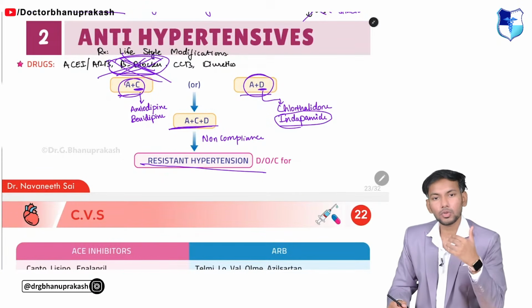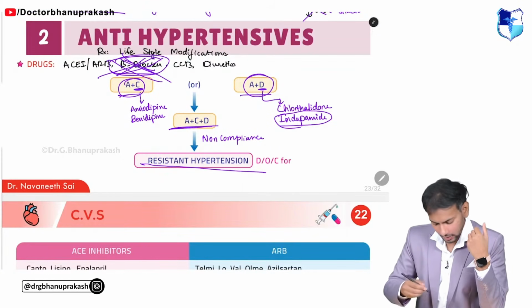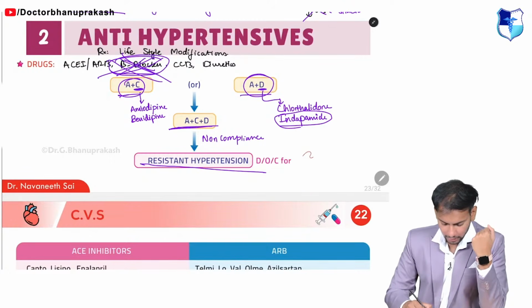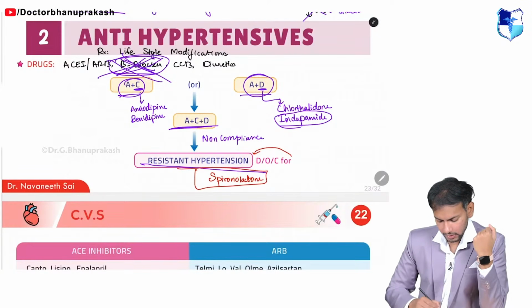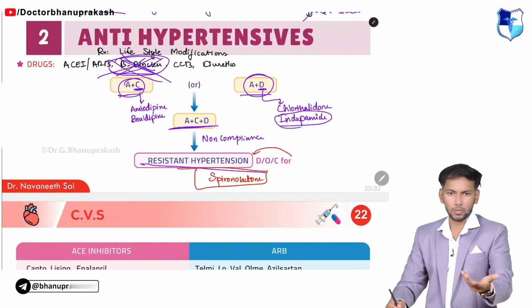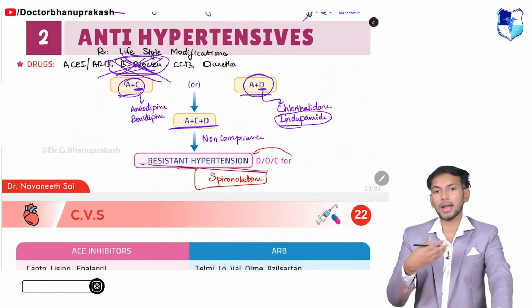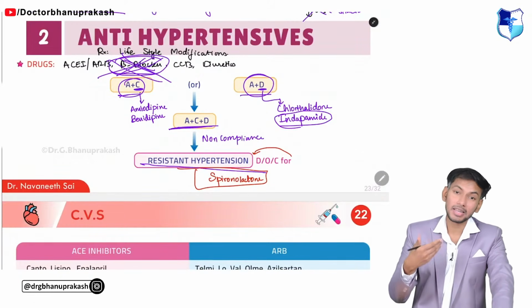Now, what is the drug of choice for this resistant hypertension? This is going to be spironolactone. Drug of choice for resistant hypertension is spironolactone. If you remember, spironolactone is a potassium sparing diuretic. Yes, this is what we have studied. It is an aldosterone antagonist, so it will cause hyperkalemia.